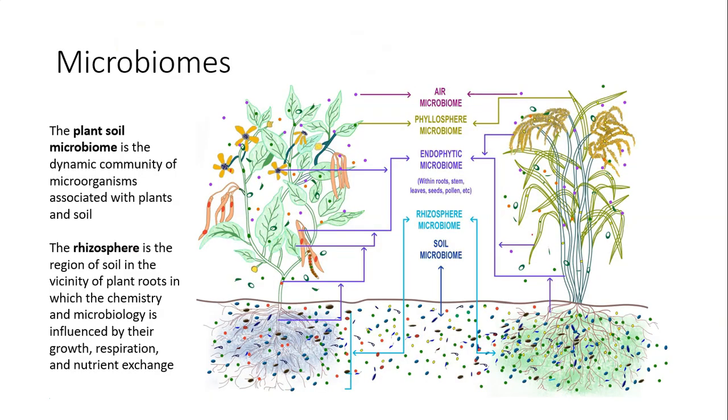The plant soil microbiome is the dynamic community of microorganisms associated with plants and soil. The rhizosphere is the region of the soil in the vicinity of plant roots in which the chemistry and microbiology is influenced by their growth, respiration, and nutrient exchange. In other words, the rhizosphere is the portion of soil most influenced by plants.